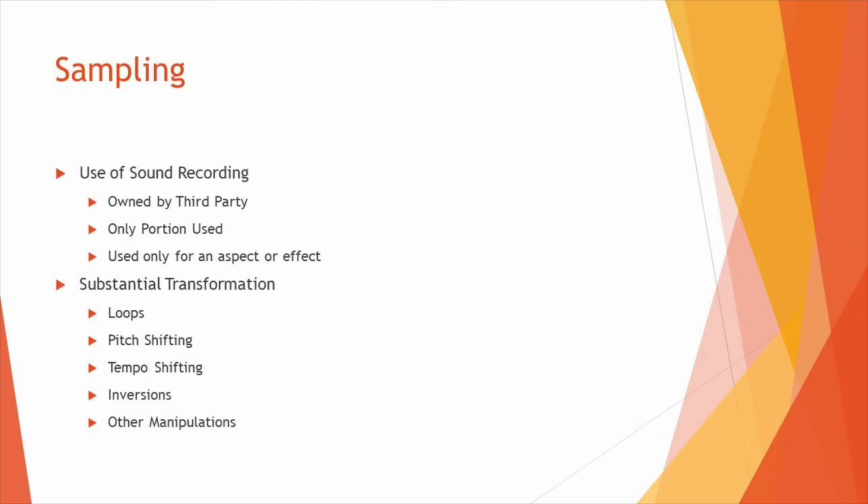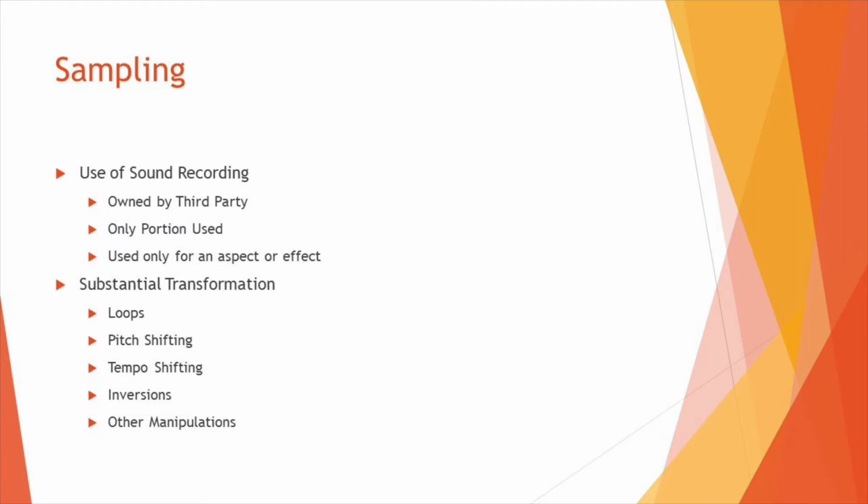the sample. So sampling is a process by which a portion of a sound recording that's owned by a third party is used as part of another musical composition. Now, only a portion of the original recording is used, and it's only used for an aspect or effect. It's not used simply as a reproduction, and it's not used to remix or recontextualize the song as a whole. It's only used as an aspect of the original work or an effect.